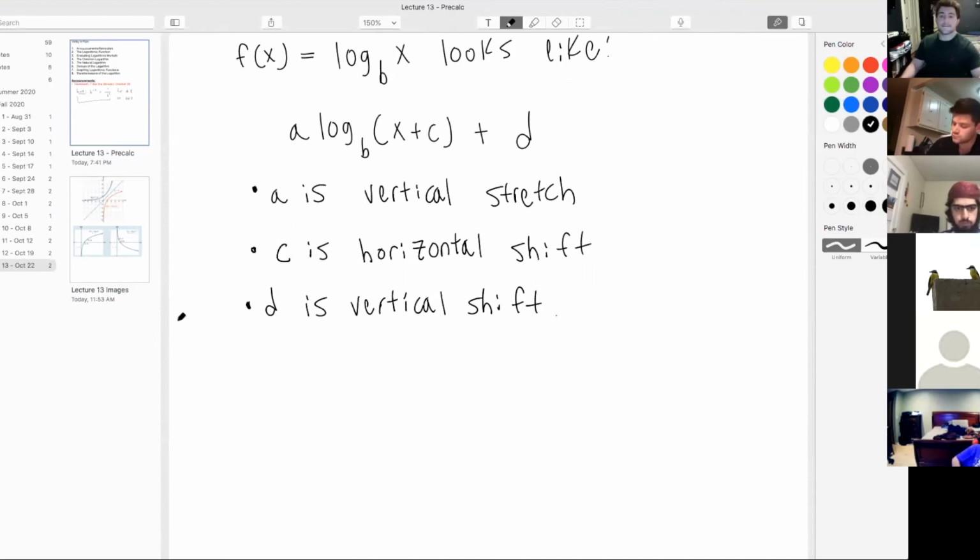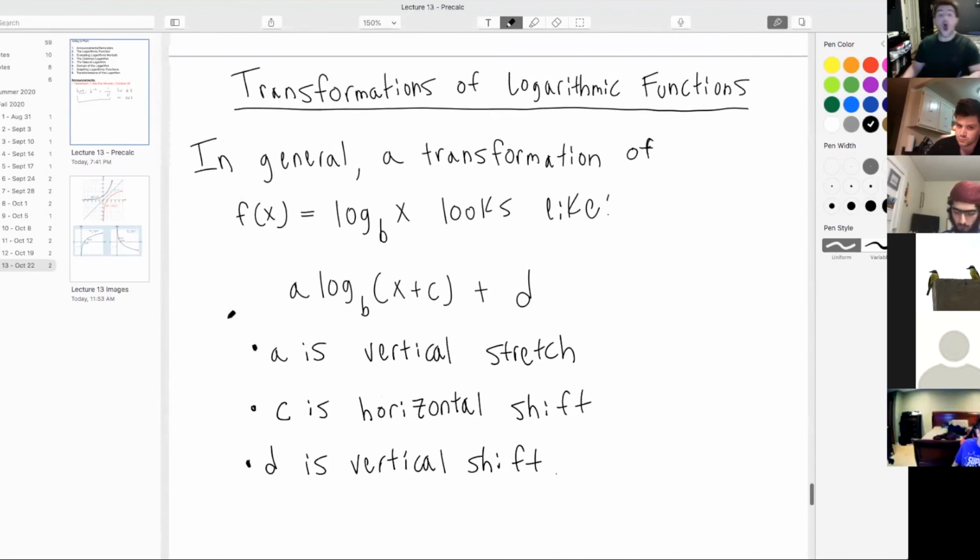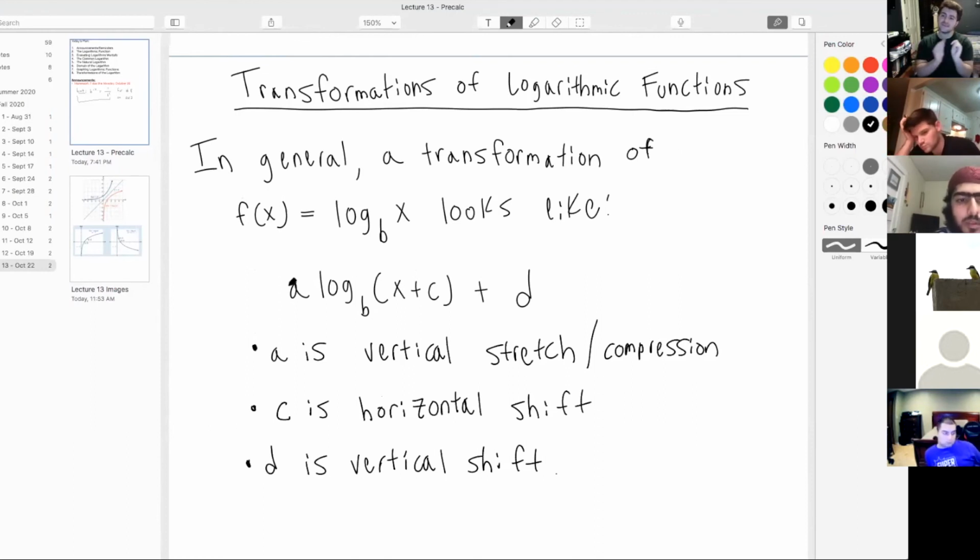Do we need to consider a vertical compression, or is it just a vertical stretch? Oh yes, vertical stretch or compression, definitely. A stretch will be when A is greater than 1, and a compression will be when A is less than 1. The reflection also counts for both of them. A reflection about the x-axis will be when A is negative. And it can go in any order: you can vertically stretch, then reflect, or the other way around.